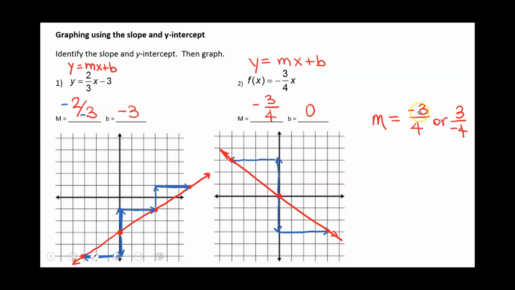Now, when you write -3/4, that also could be +3/4. So another thing we could do is from this y-intercept, we could rise a +3 and run a -4. And you can see that point would also be on that line.